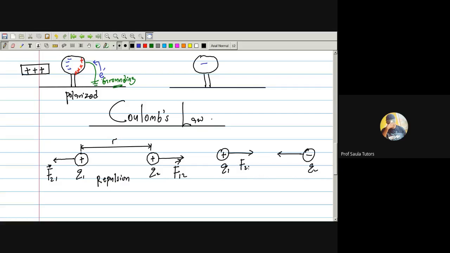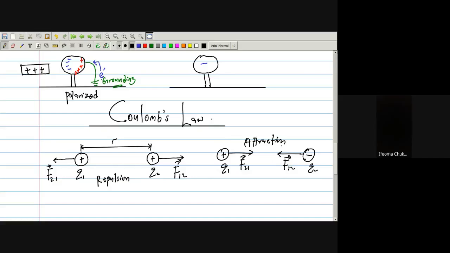F21. This F21 means the force of attraction of 2 on 1. Remember that this force here, we kind of tell this one, come close to me. So that force is F21, and this one is F12. So the force has magnitude and direction. So this is attraction.